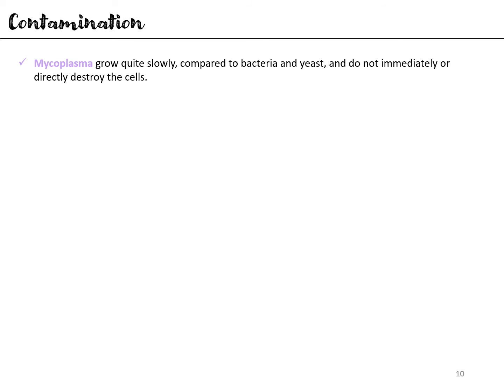Now mycoplasma grow quite slowly compared to bacteria and yeast, and do not immediately or directly destroy the cells. So these will not lead to direct death of your cells, but rather they would alter the functionality of your cells. So this will leave you even more befuddled. What's wrong? I don't see any visual contamination and still my results are not working. So what is happening?